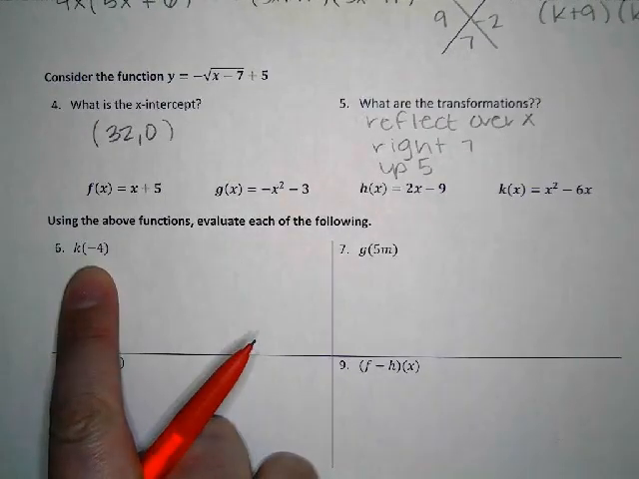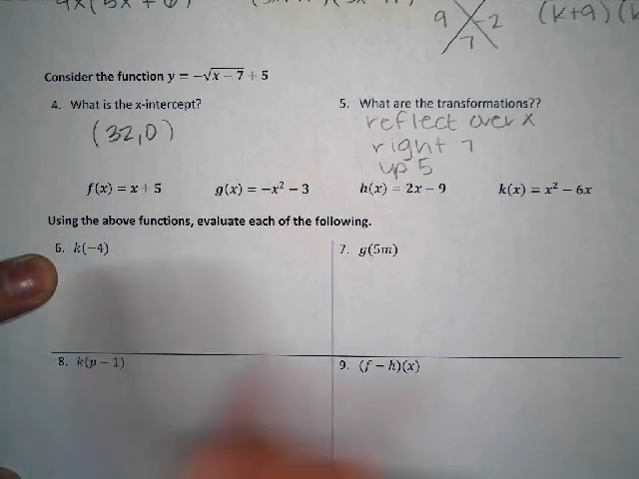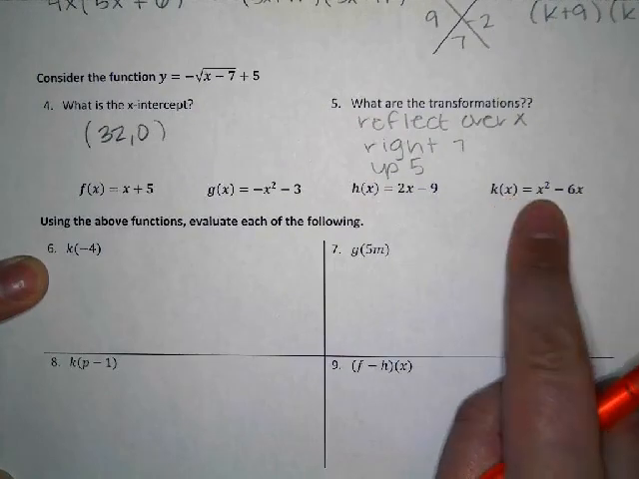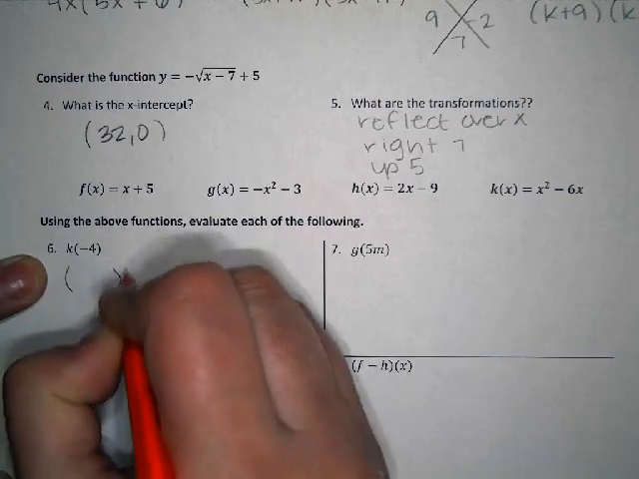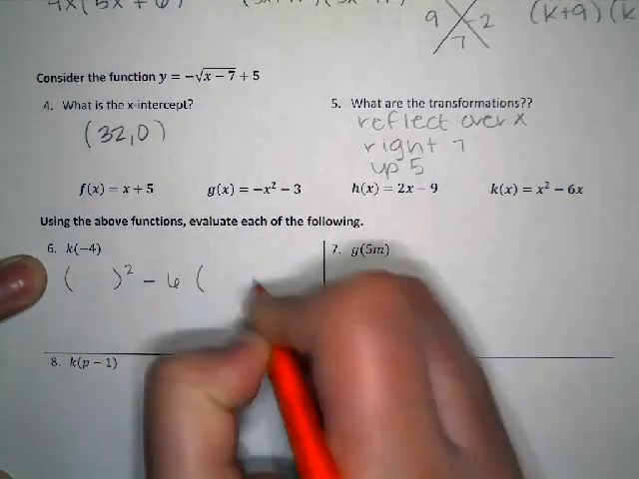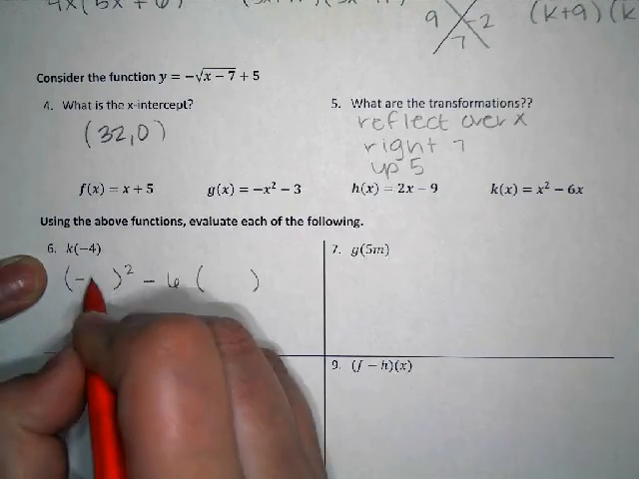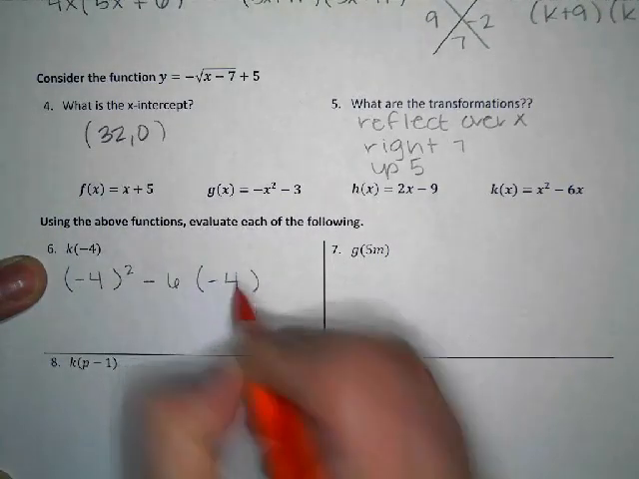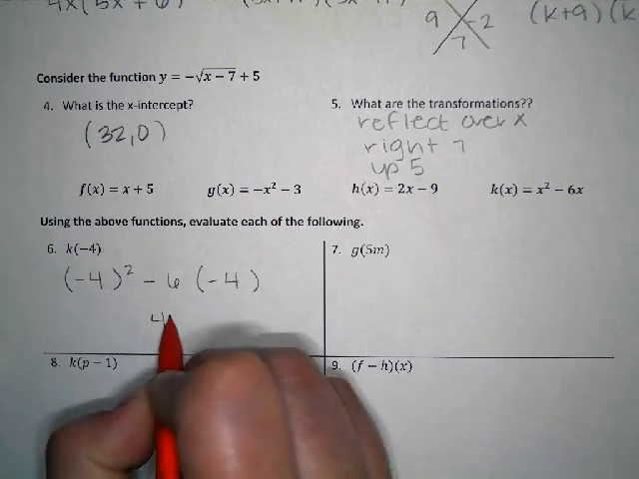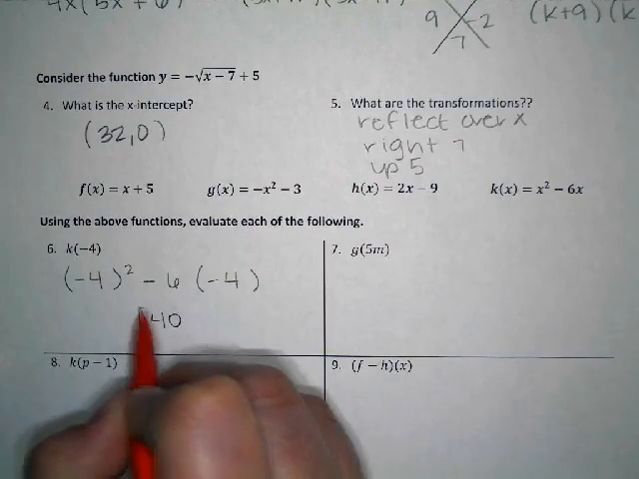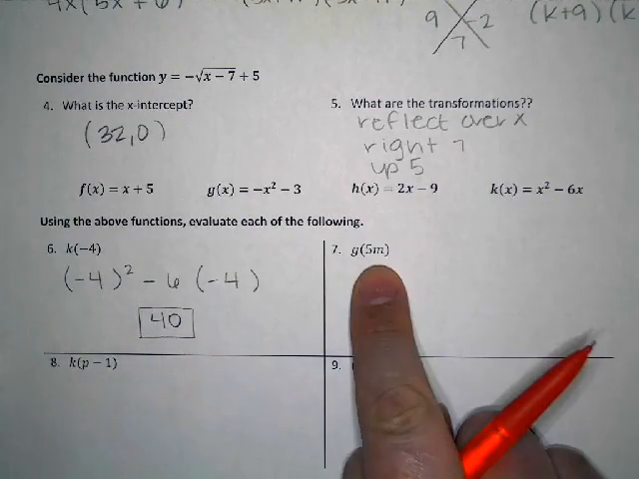All right, now what do we have to do with this? Okay, so I'm taking k. I've got 2 places where the x is. I'm going to take out the x and stick a negative 4 in instead. And when you guys plugged in the negative 4, what did you get? Got 40. Okay. What do we have to do over here?